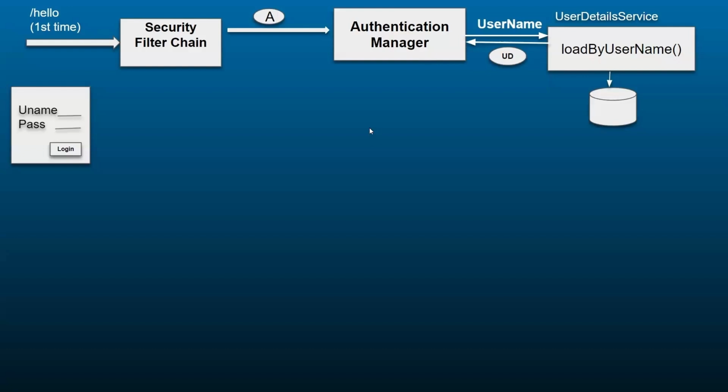After this, the authentication manager has two things. One is the authentication object, which it gets from the user's browser, and the other has the username, password, and role from the database. So it has two objects. Once it has the two objects, it has to choose the authentication provider. Sorry, my bad.